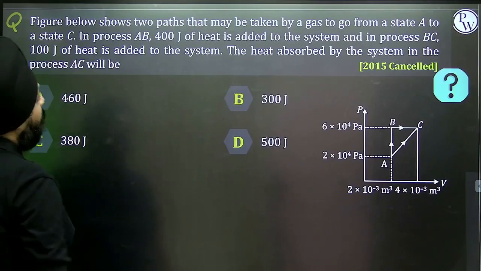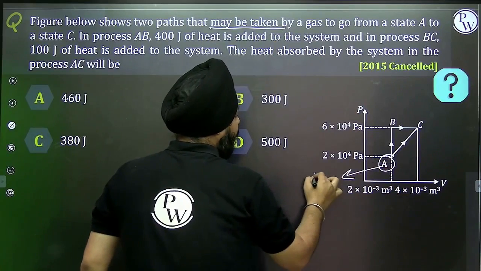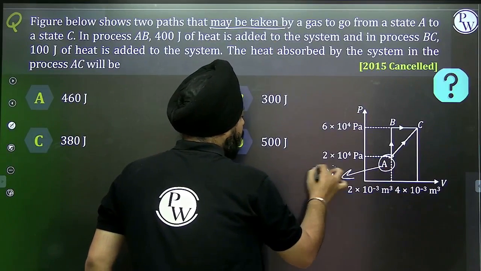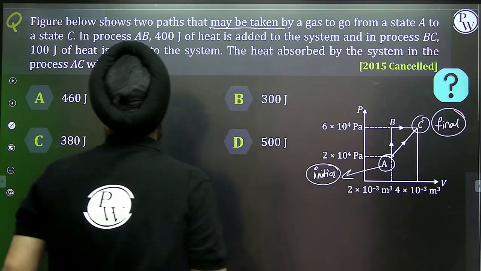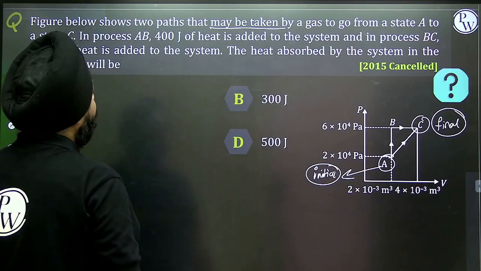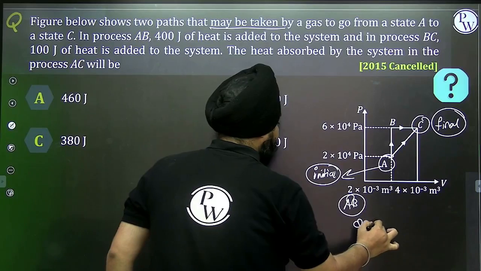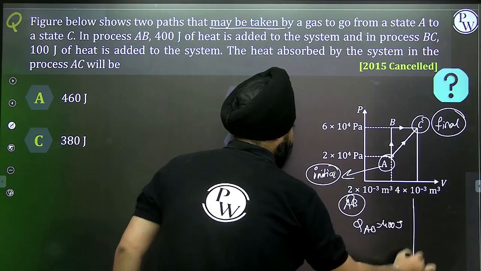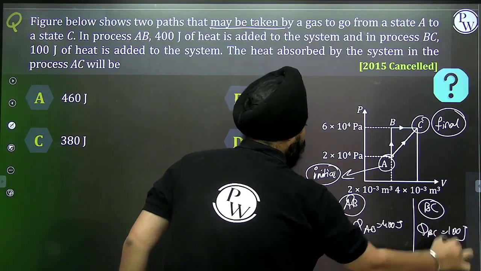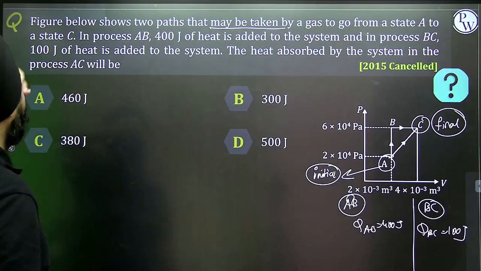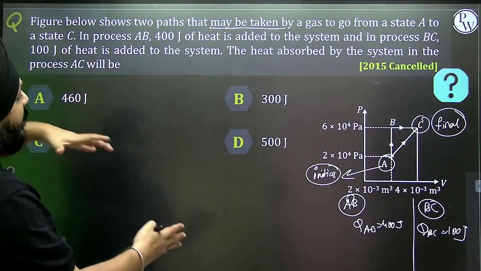The figure below shows the 2 paths that may be taken from A to C. See, the gas is taken from A to C. A is the initial state and C is the final state. In process AB, 400 joule is added: Q of AB is equal to 400 joule. In process BC, Q of BC is equal to 100 joule. Now, what is the heat absorbed by the system in process AC?